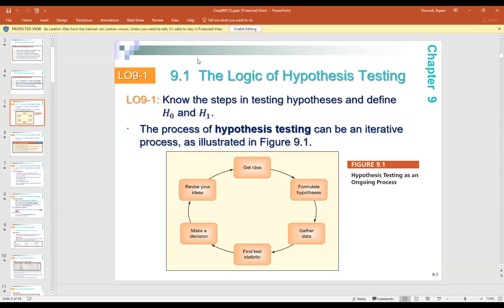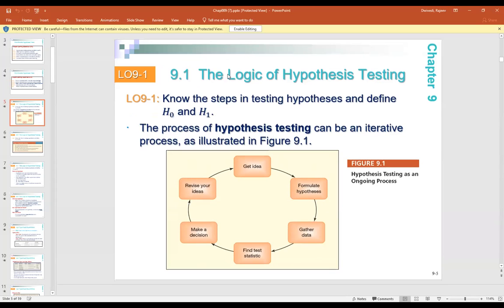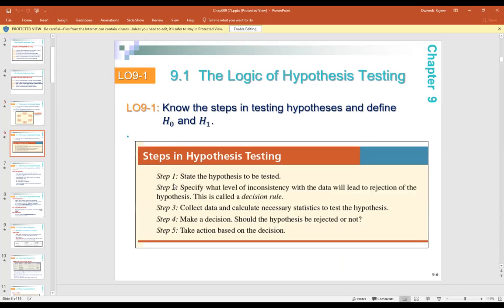Yes, thank you. So yeah, get idea, formulate hypothesis, gather data, find test statistics, make decision, revise your idea. So this is the approach in order to do hypothesis testing. Know the steps in testing: define alternative and null hypothesis, the hypothesis to be tested.